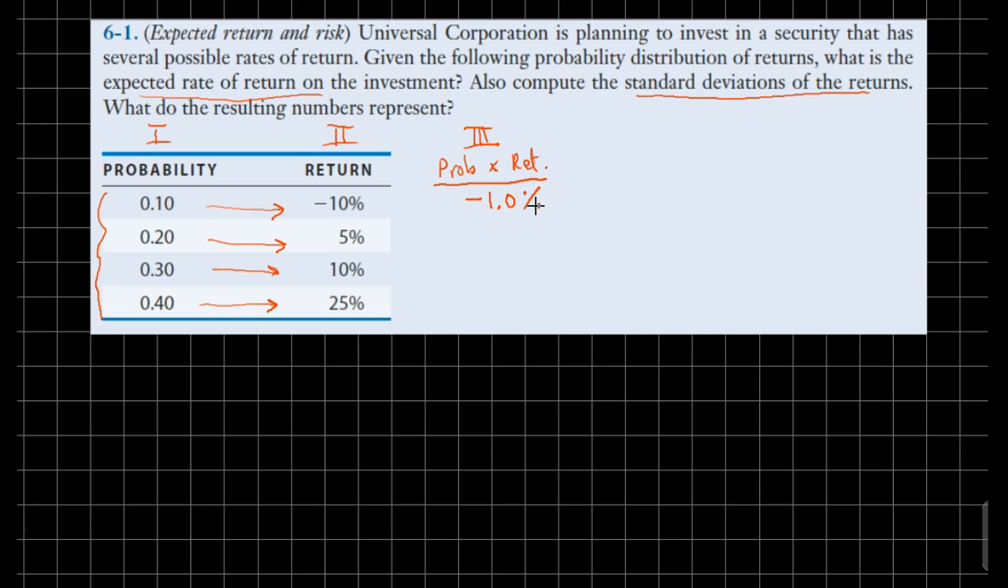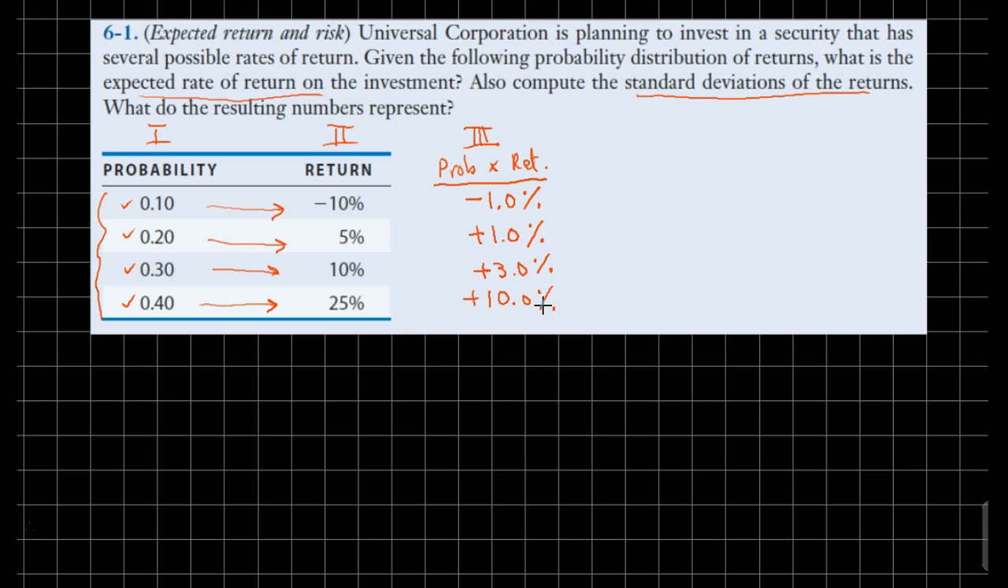In the second state of the world, with 20% chance, we will make 5% return. So that would be equal to 20% times 5%. It's again 1%, but this time it's a plus 1%. The third scenario, so we're already done with the first two. Now we're in the third one. 30% chance, we'll get 10% return. You multiply these out, you get 3%. And finally, the fourth state of the world, 40% chance, we'll get 25% return. That should give us a 10% positive return.